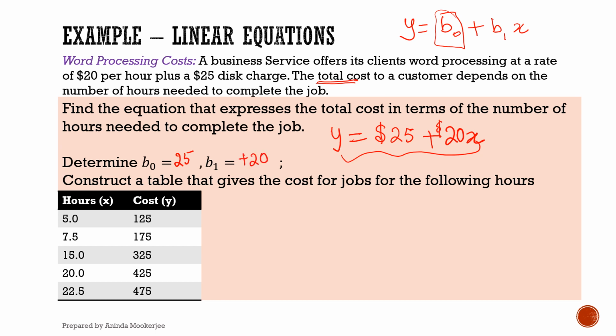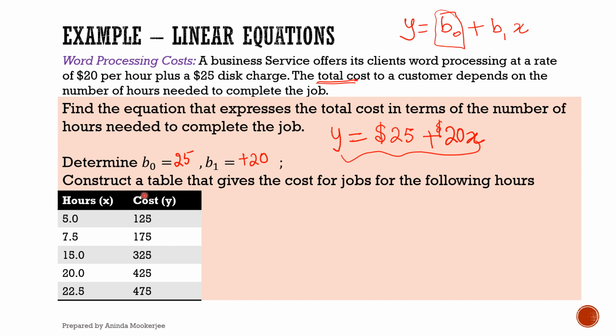That means the line is going to rise. As x increases, as the number of hours increases, the more hours you put in, the cost is going to increase as well. So that's what this positive slope tells us. As x increases, y also increases.